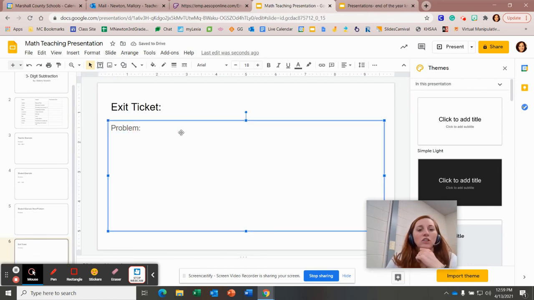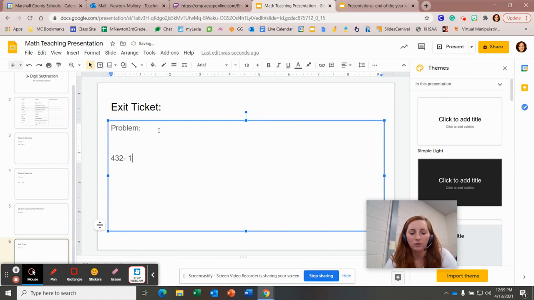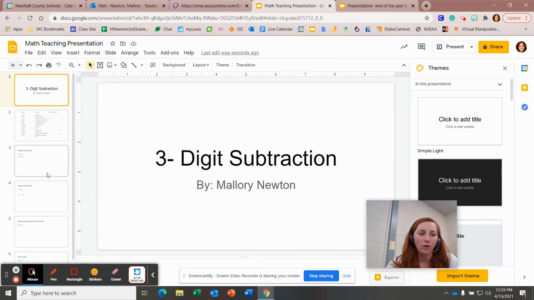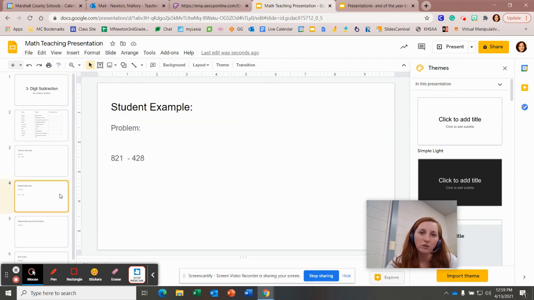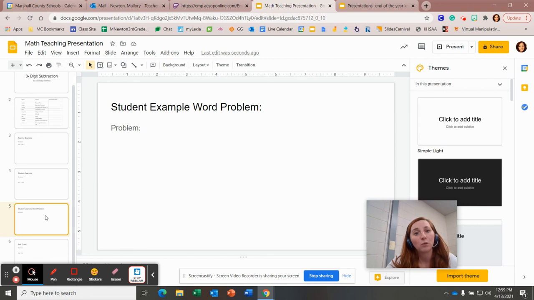And the last thing you'll do is you'll give them an exit ticket. So an exit ticket problem would be 432 minus 197. Okay. And they'll do it. And then you'll say, all right, you're good to exit my class. Okay. Because it's your class at that point. So you'll start off with a teacher example. Then you'll do a student example word problem, and then you give an exit ticket.